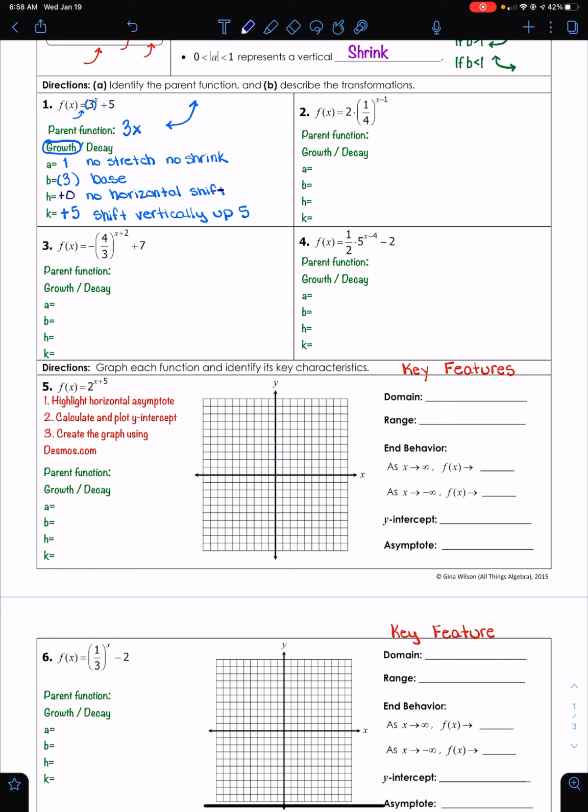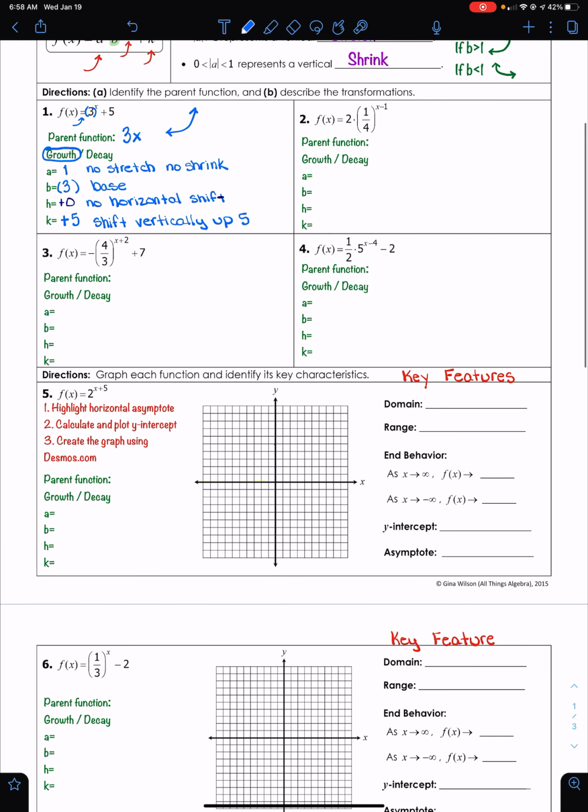All right, so let me go over to example number 2. On example number 2, the parent function on this one is going to be 1/4 to the x power. One-fourth is less than 1, so it's going to be a decay. So if we were graphing it, it would look something along those lines. A in this case is 2.